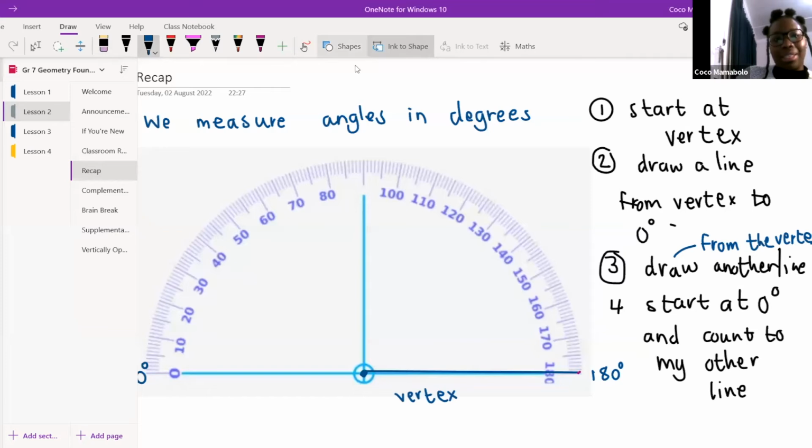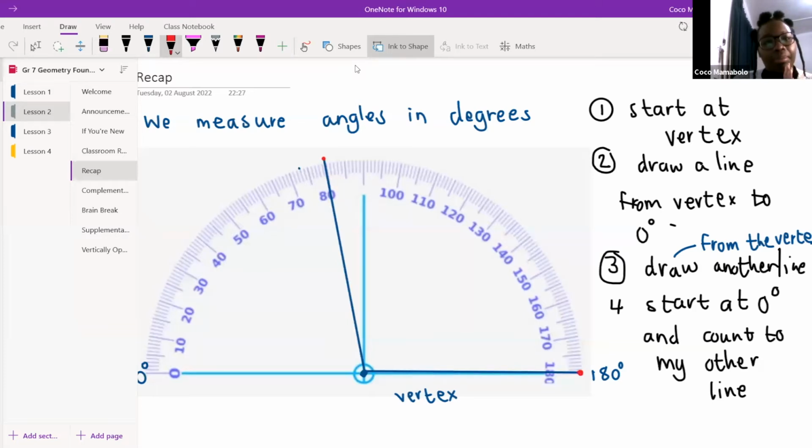Now I'm going to draw my second line. From my vertex, I'm always going to start from my vertex, and I'm going to draw my line to 80 degrees. Now I'm going to ask you, how many degrees are there between 80 and 180?